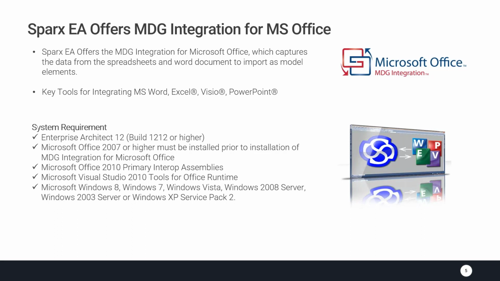This add-in is supported from EA 12 onwards. You should install Microsoft Office 2007 or higher on your system before even installing this MDG Integration Suite. You also need the Microsoft Office 2010 primary interop assemblies, as well as Visual Studio 2010 tools. Basically it supports most of the Windows platforms as well. Okay, this is the system support.